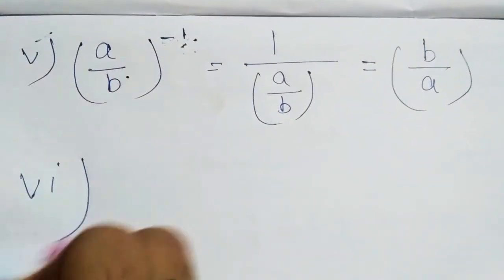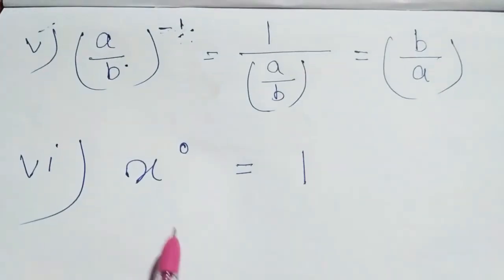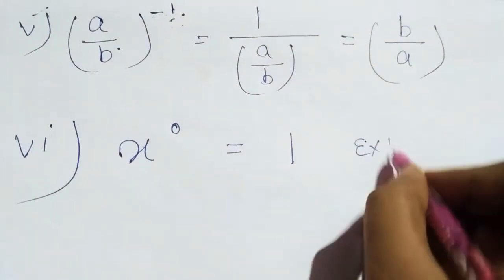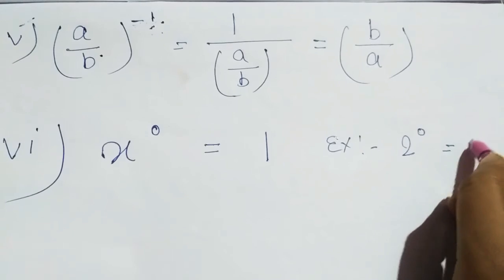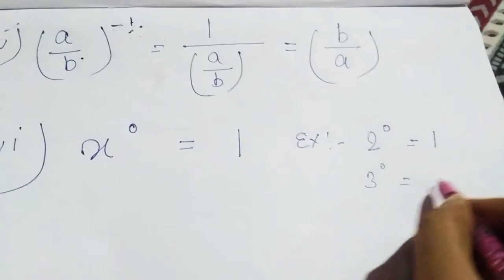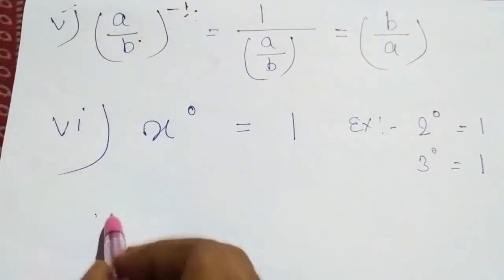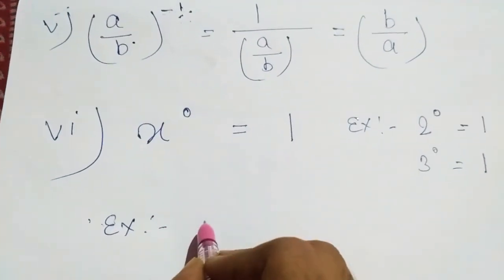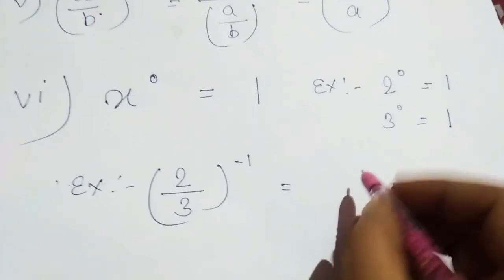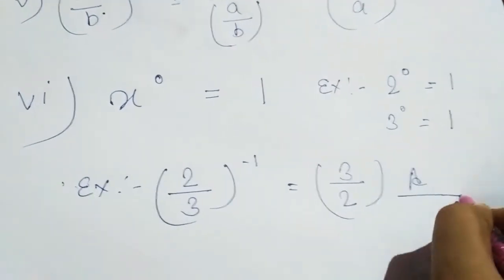Next rule is, suppose that x to the power 0, that means nothing but 1. Okay, suppose you have 2 to the power 0, then you only write down 1. 3 to the power 0, then only you have to write 1. Okay, and suppose an example of negative 1. Suppose here 2 by 3 to the power minus 1. This means you can write it 3 by 2. This is your answer.